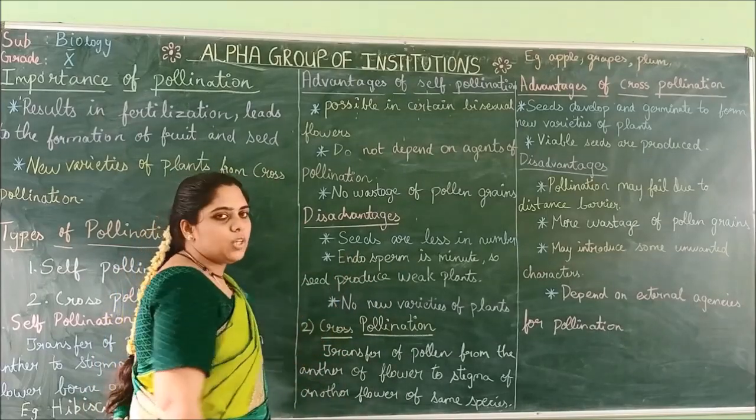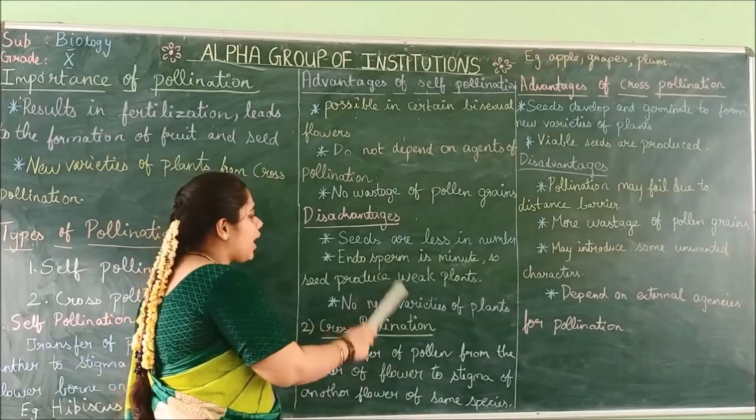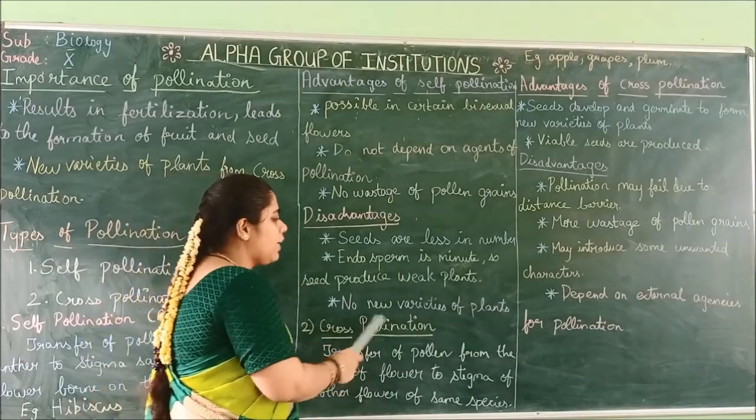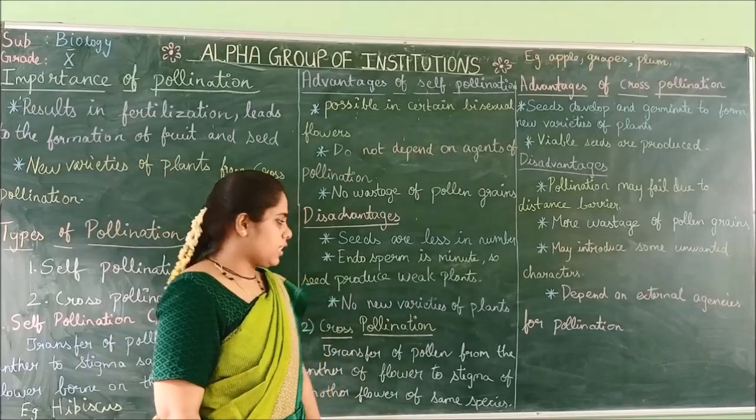Disadvantage: seeds will be very few in number and the endosperm will be very small, so weak plants are produced and no new varieties of plants are produced.